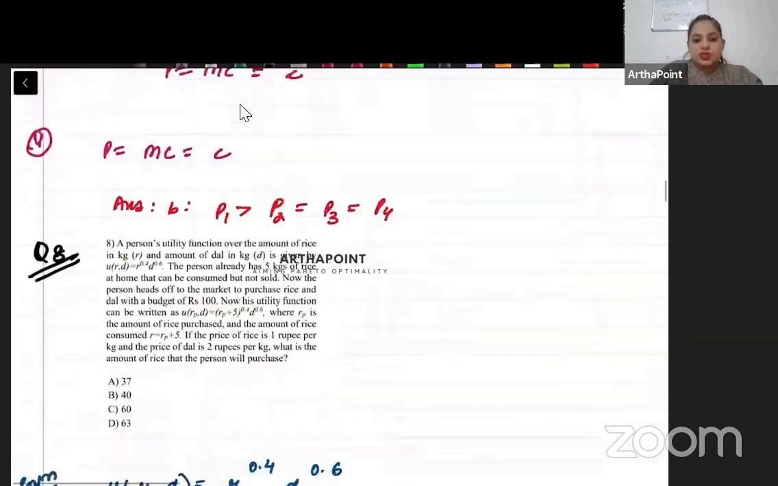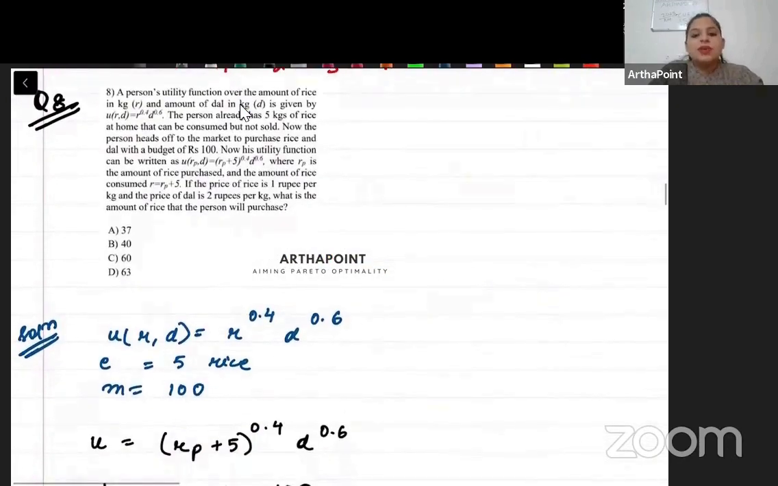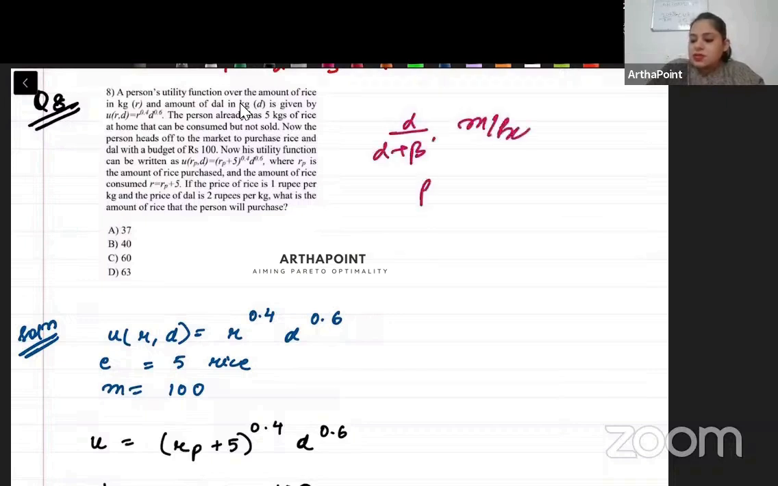Okay, come to the next question. A person's utility function over the amount of rice in kgs is, this is a very good question. I liked it. I'll tell you why. If you remember, we have gone ahead and we have done the basic Cobb-Douglas case. We remember all that, right? So it will be alpha upon alpha plus beta times m by px, and beta upon alpha plus beta times m by py. This is the amount of x and y, right?